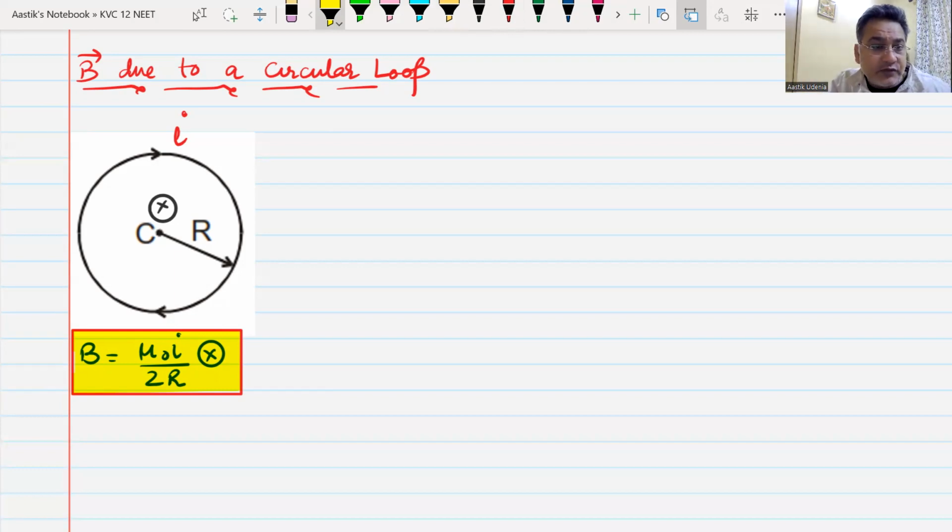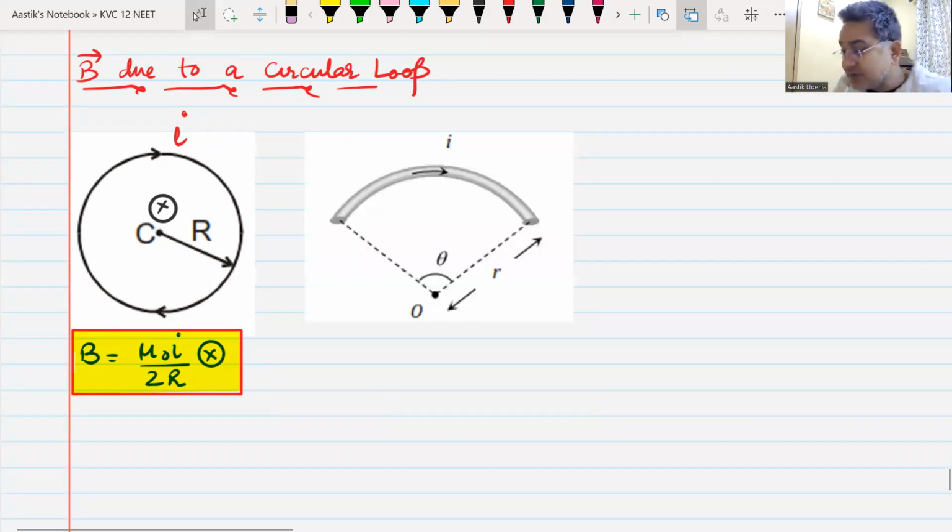Now, many times you may not have a complete loop. You may only have a part of the loop. If you have a part of the loop, don't worry. You can always devise a formula which is valid for a part loop as well. This is an arc of a circle. It carries a current I. The radius of the circle is again r. It makes an angle theta at the center of the circle.